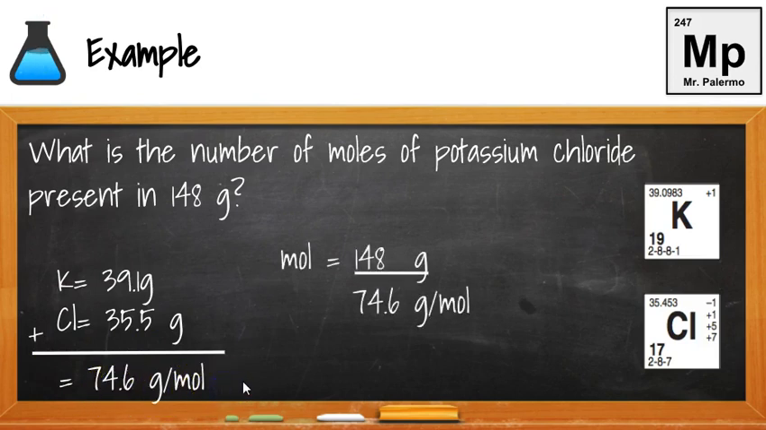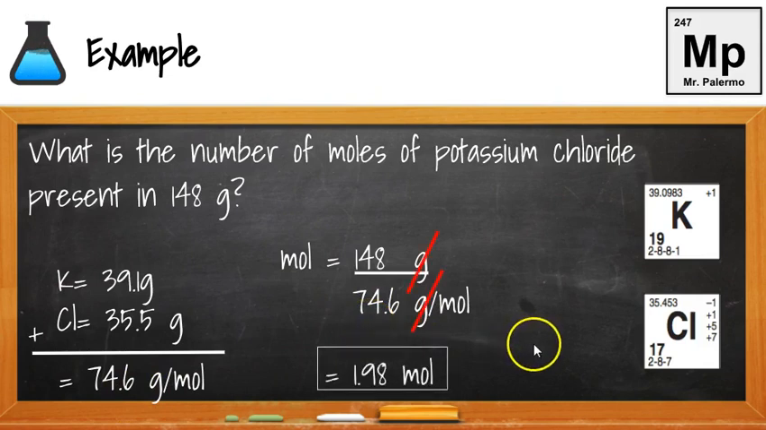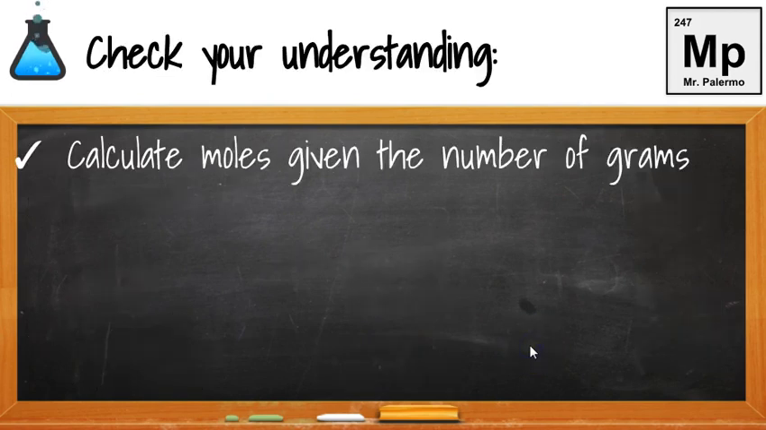And when I plug it into my mole calculation, the given mass is on top. That's the 148 grams. And the gram formula mass is on the bottom. We just calculated that at 74.6. And when I divide, I get 1.98 moles. Let's check your understanding. Can you calculate the number of moles given the number of grams?